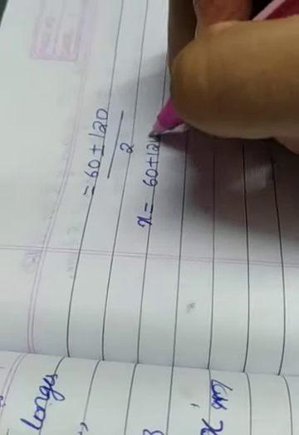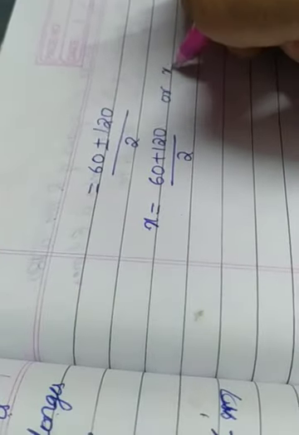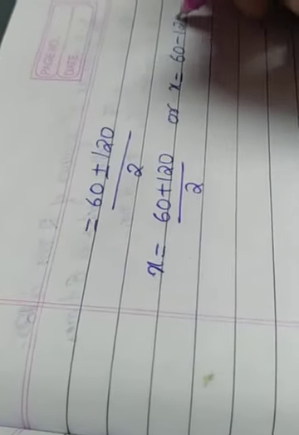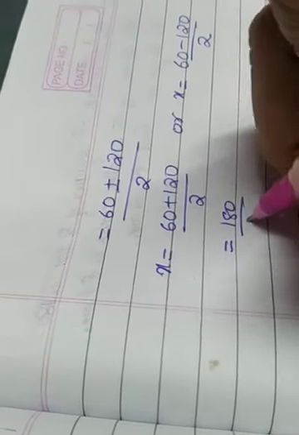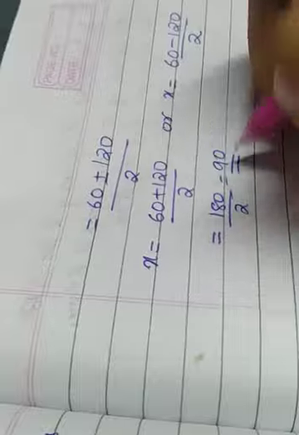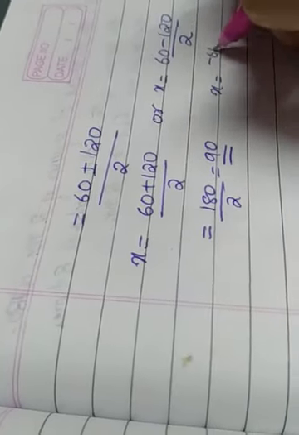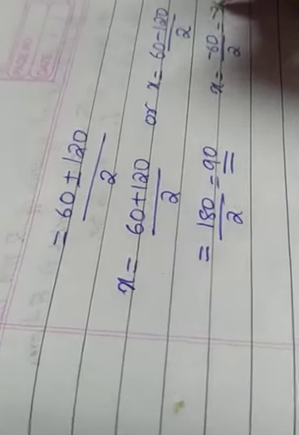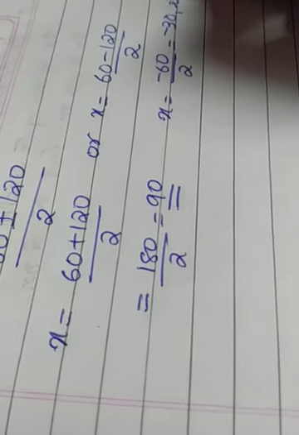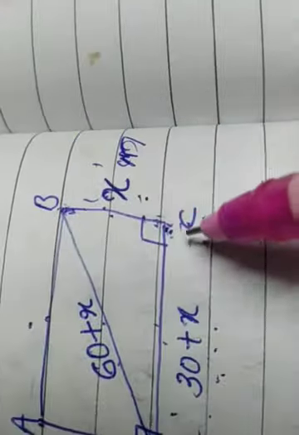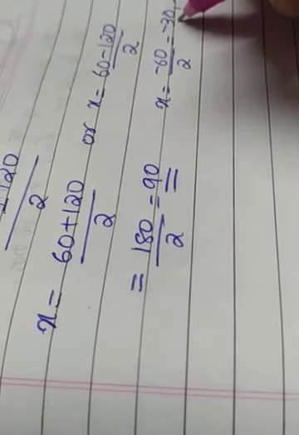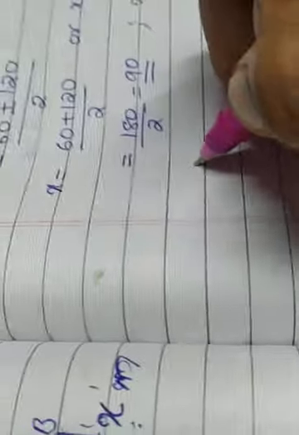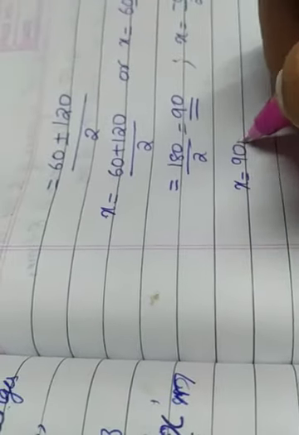So split the value: x is equal to (60 plus 120) by 2 or x is equal to (60 minus 120) divided by 2. 60 plus 120 is 180 by 2, which gives you 90, or x is equal to minus 60 by 2, which is minus 30. It is rejected. Do you know the reason? What was x? x was the length of the shorter side of the rectangle. So that side cannot take a negative value. So this is rejected. So what is the value of x? x is equal to 90 meter.